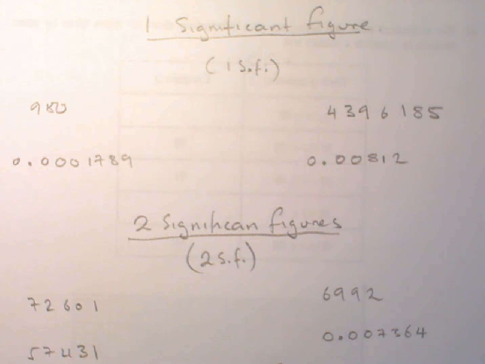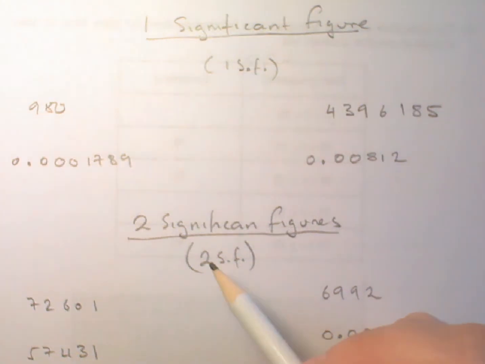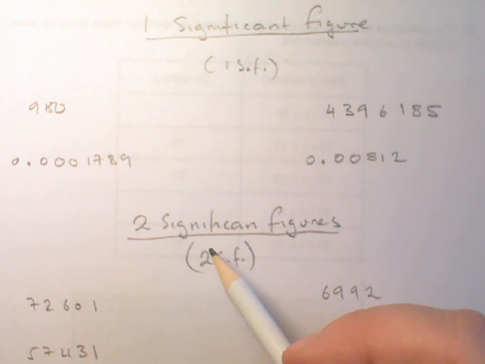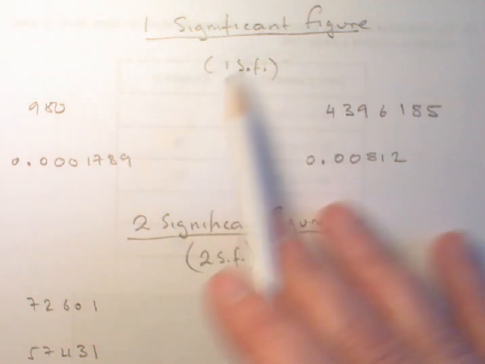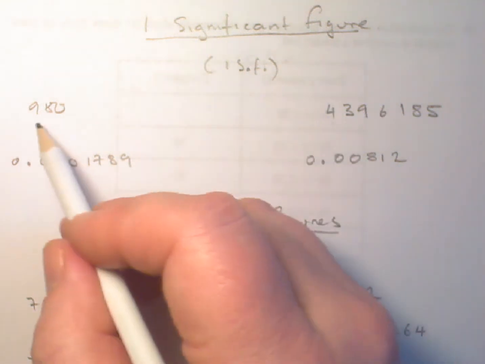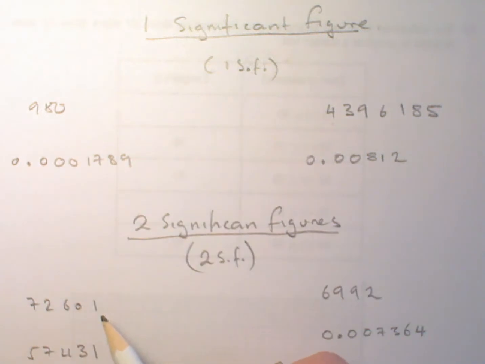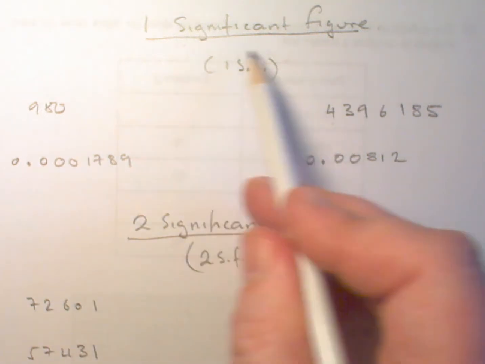Okay, often before we do standard form, we have to round a complex number into one that's more intelligible, easier to grasp and understand by simplifying it. And we can simplify it by using significant figures. Here we've got 980, and I've been asked to round it to 1SF or one significant figure.